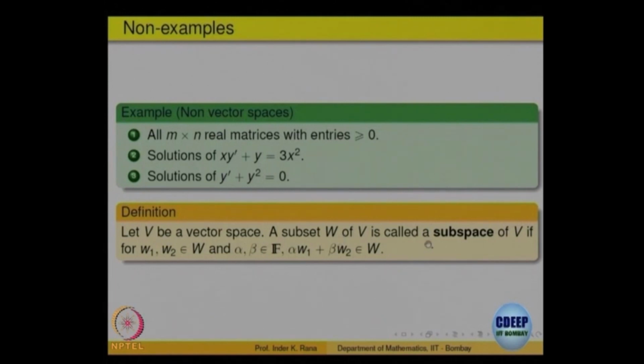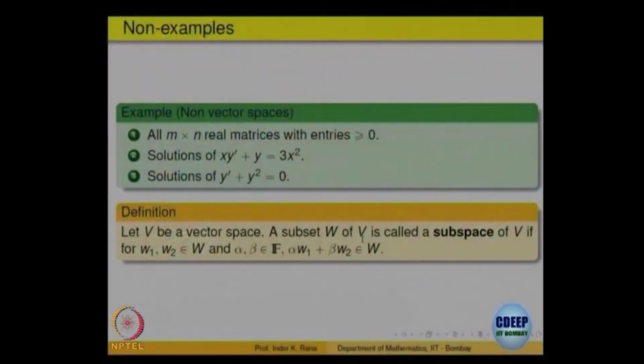So, a subset is called a subspace if, given two elements W1 and W2 and two scalars, if you take a linear combination of them, that should again be inside the same set. That means a subset which is closed under the linear operations of addition and scalar multiplication can be treated as a vector space in its own right. So, we call that a subspace, with the same addition and scalar multiplication taken from the original one.